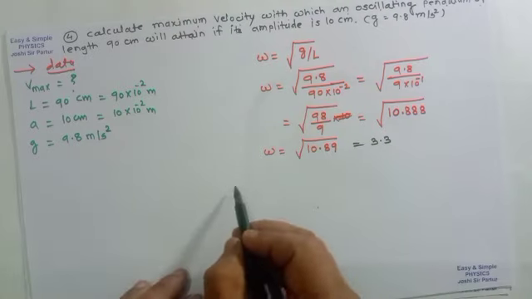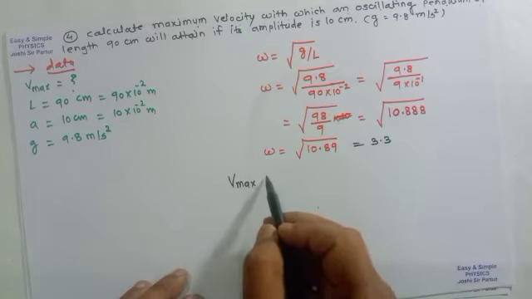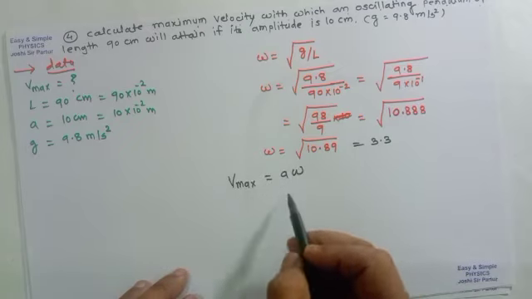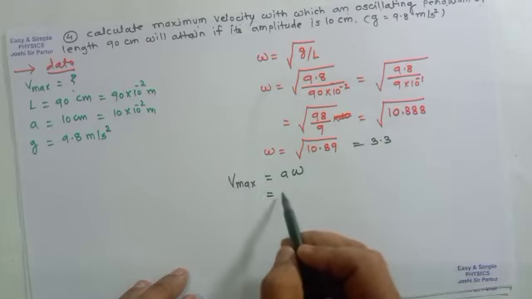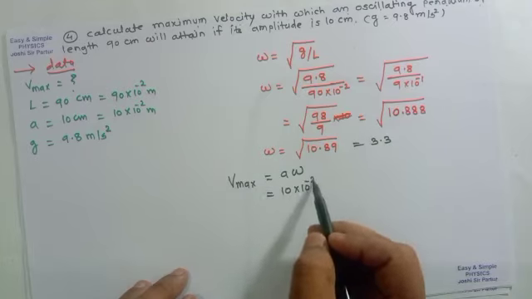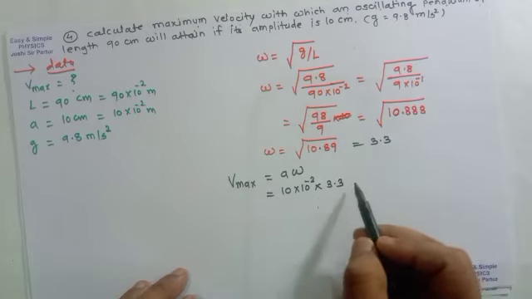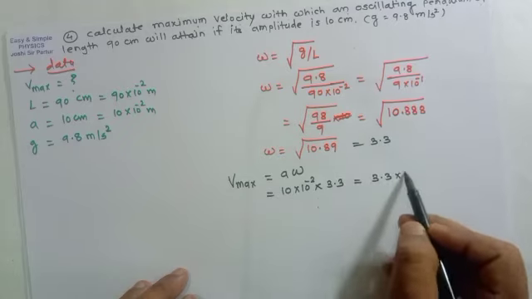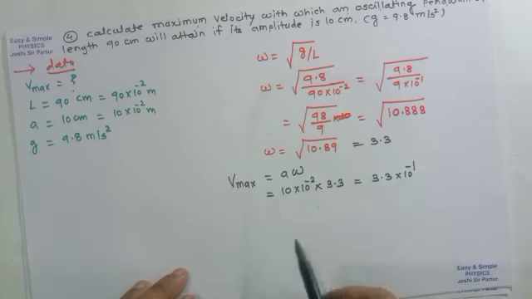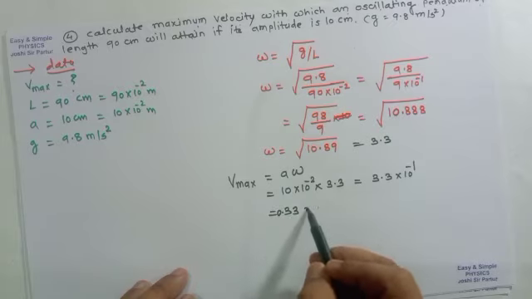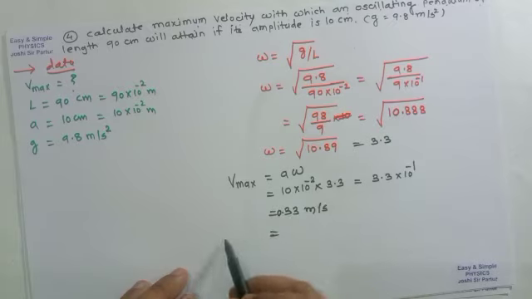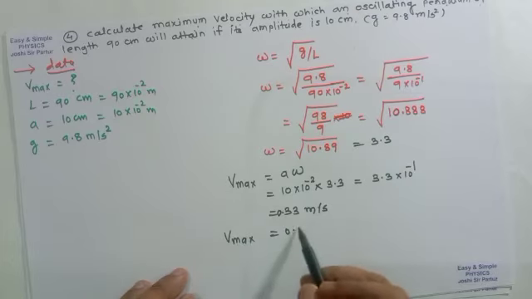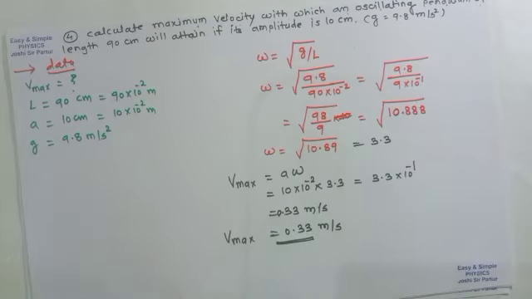So we know we want to find maximum velocity. Maximum velocity is equal to A omega. If we put the value of A, 10 into 10 raised to minus 2 into 3.3, here we can write 3.3 into 10 raised to minus 1 because 10 is removed. So the maximum velocity will be 0.33 meter per second. 0.33 meter per second is the answer for the given example.